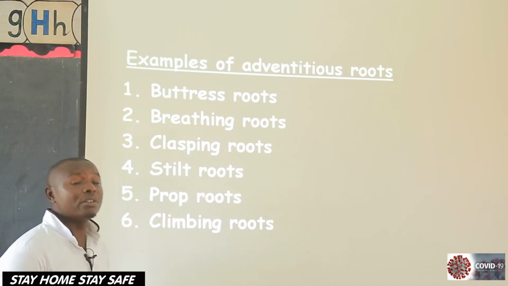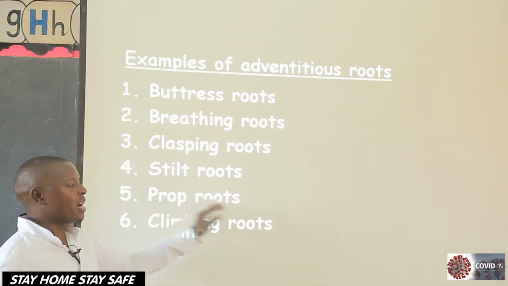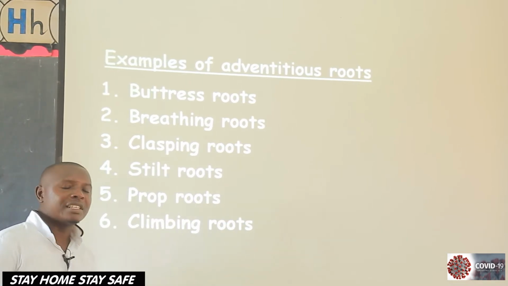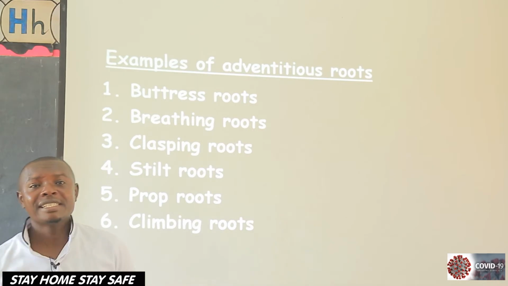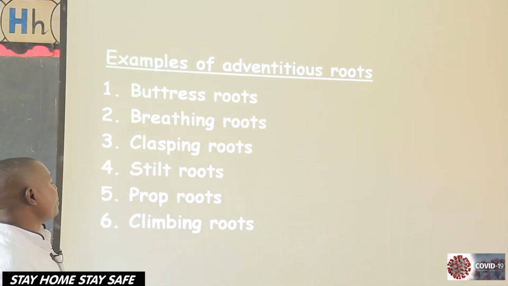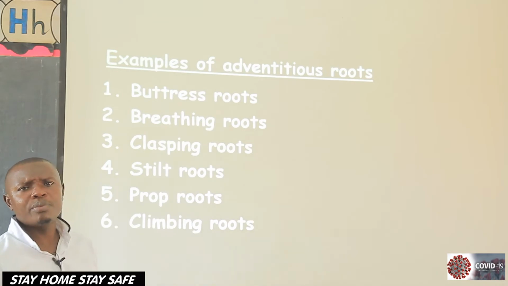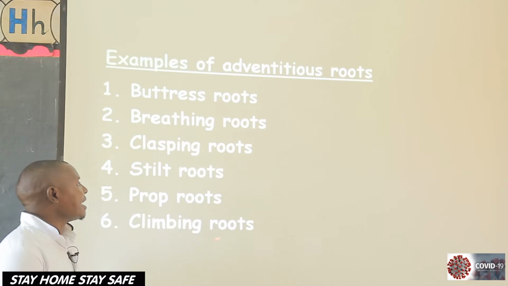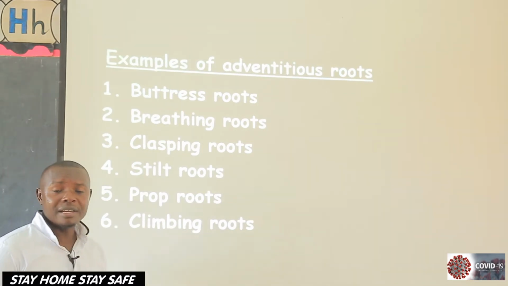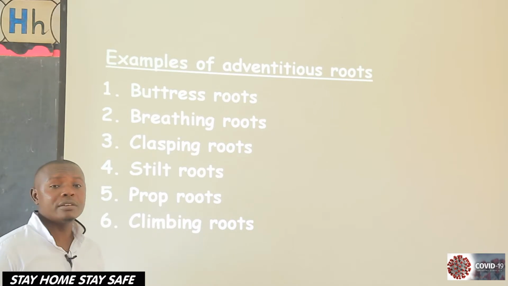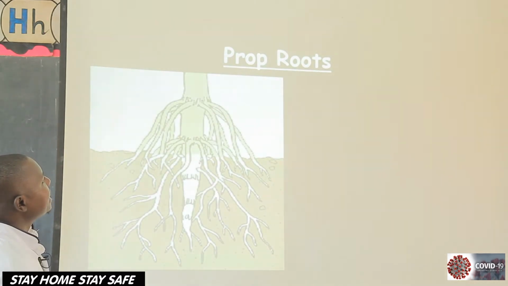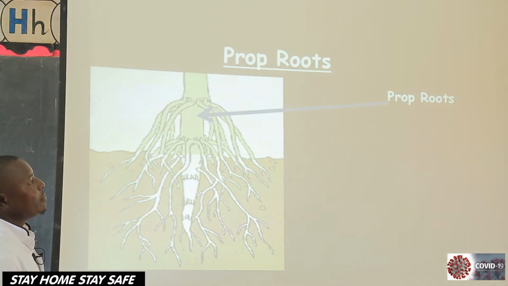Then we have stilt roots. Stilt roots grow in swamps, in the swampy area. Okay? Then we have prop roots, like the ones that develop on maize. They provide extra support to the plant. Then we have climbing roots. They are like clasping roots. Okay? So let's look at how they look, and those are prop roots.